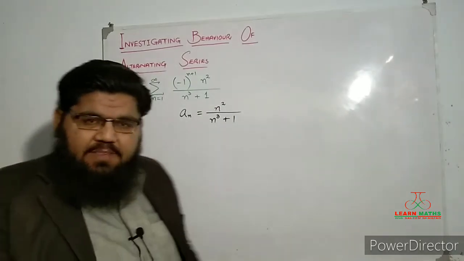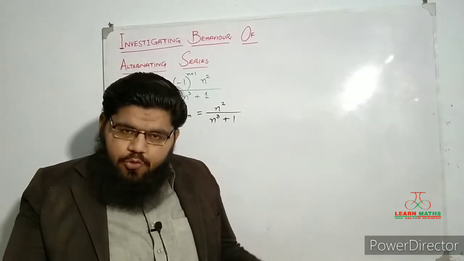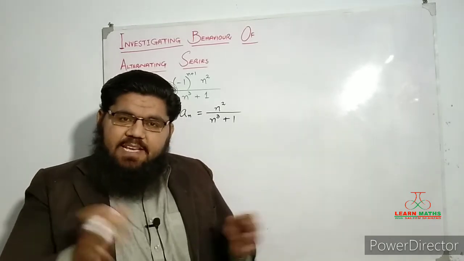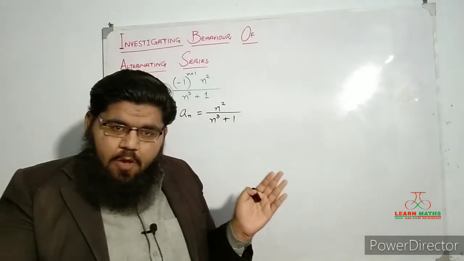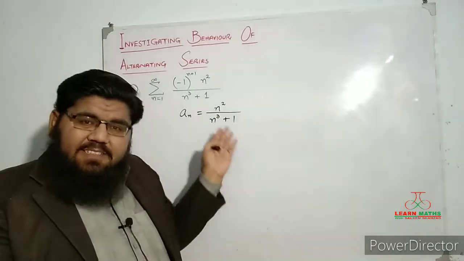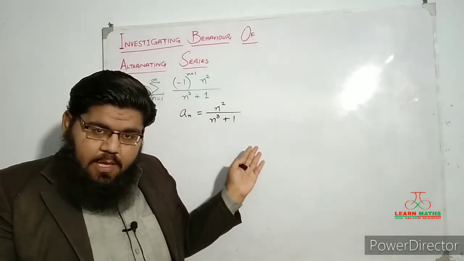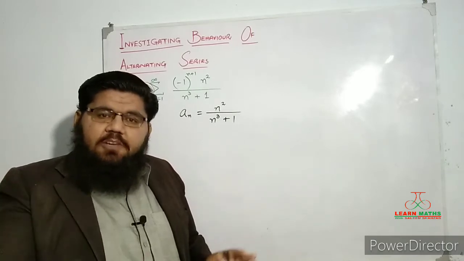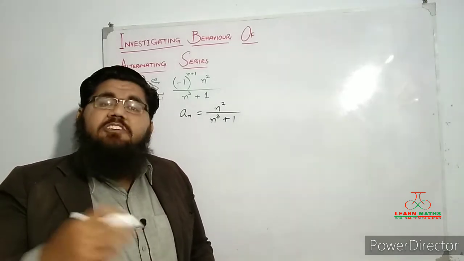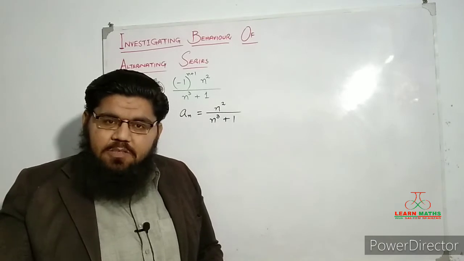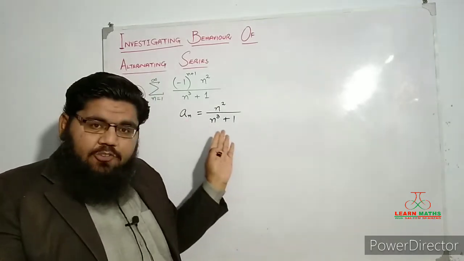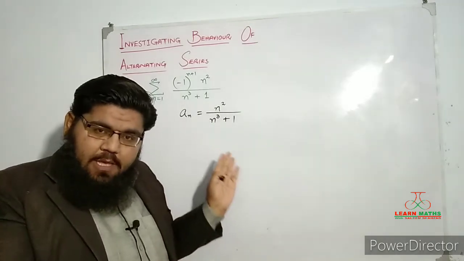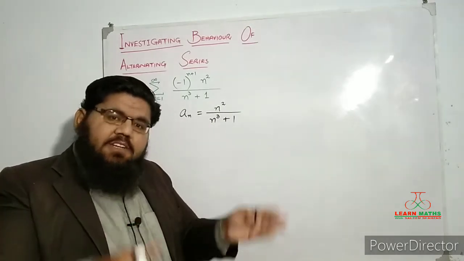Now there are two methods that can be used to check whether the size of the terms is decreasing for this series or not. One is to simply look at this expression, and the other is to construct a corresponding function, investigate the behavior of that function, and from there conclude that the size of the terms is decreasing, as we want.